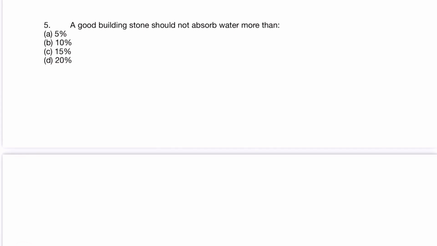A good building stone should not absorb water more than: option A, 5%; option B, 10%; option C, 15%; option D, 20%. So the correct answer of this question is option A, that is 5%. A good building stone should not absorb water more than 5% for durability and strength. In construction, a stone must have low water absorption. So generally, for a good building stone, it is kept below 5% to avoid weakening and weathering. So the correct option is option A, that is 5%.